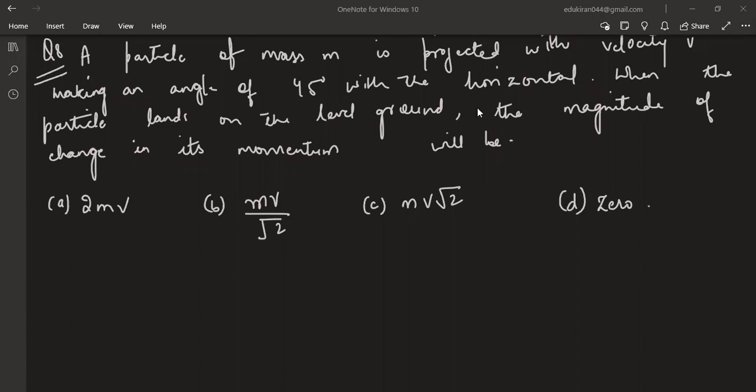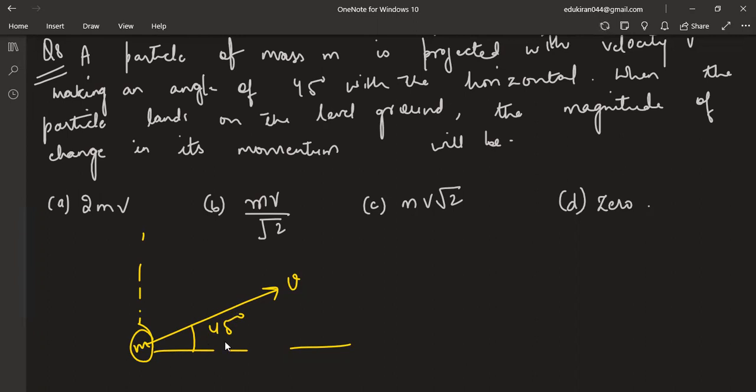See, how can you solve this question? There are two methods to solve it, but the first one is very easy and that will be helpful in your upcoming lessons and your work, energy and power also. It says that a particle of mass m is projected with the velocity v, making an angle 45 degrees with the horizontal. This is horizontal, this is vertical, this is angle 45 degrees, right? When the particle lands on the level ground, the magnitude of change in momentum will be what?